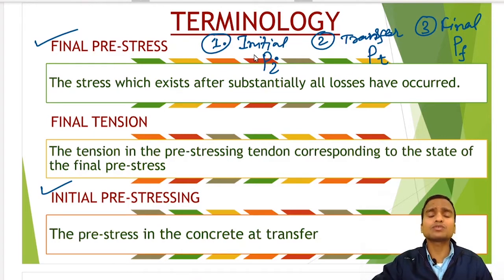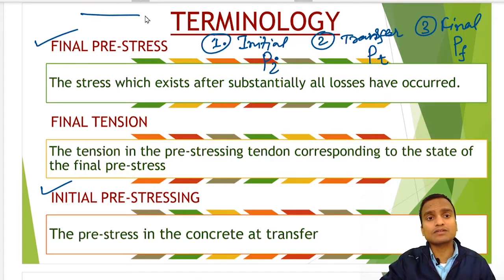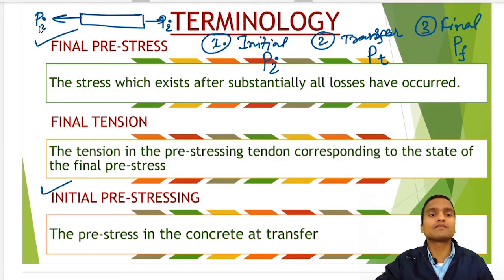Okay, so initially we apply some pre-stressing in the tendons by stretching them. So when the tendons are stretched, suppose if this is the tendon, and this is stretched here with Pi. So tendons are tensioned here by some force Pi. So this is the initial stage, and then at transfer, what happens? Transfer means transfer of this tension from the steel bars, from the tendons, to the concrete in the anchorage zone.